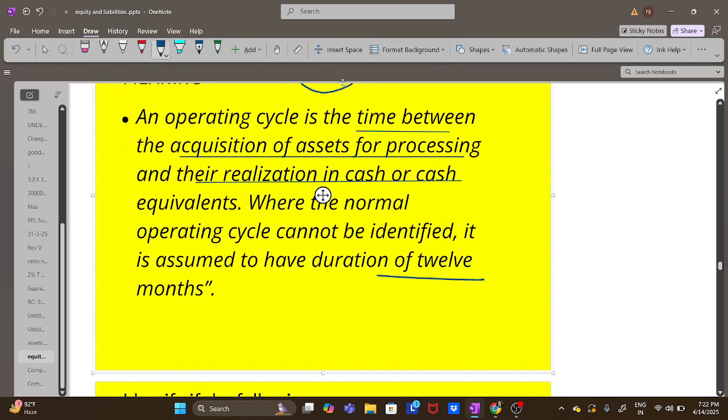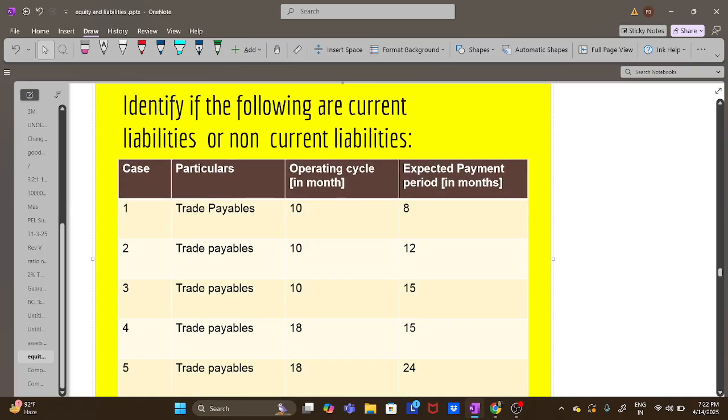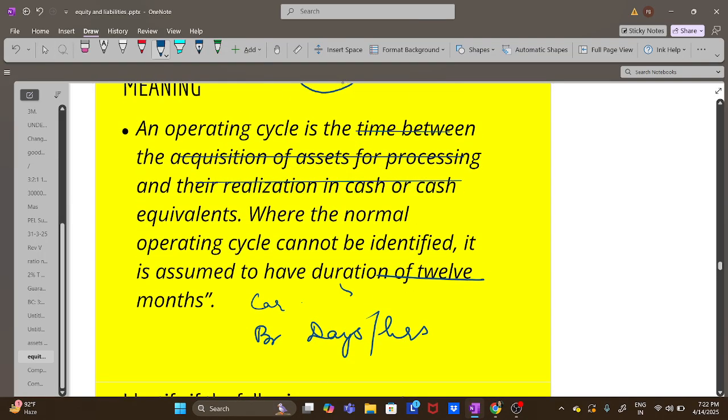It varies from product to product. For a car, it may be months. For a bread or any other bakery item, it may be in terms of days or hours. So anything payable within operating cycle, sometimes like car will take 15 months. Example, if it will take 15 months in production, then converting into cash, etc. In that case, any liability payable within 15 months will be considered as current liability.